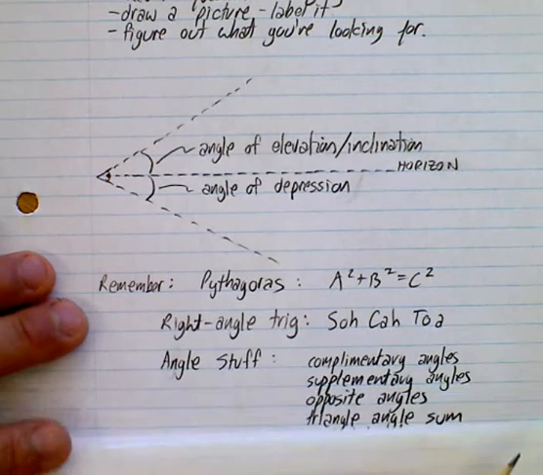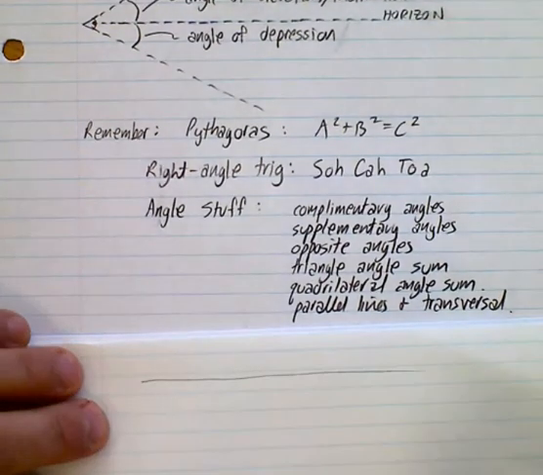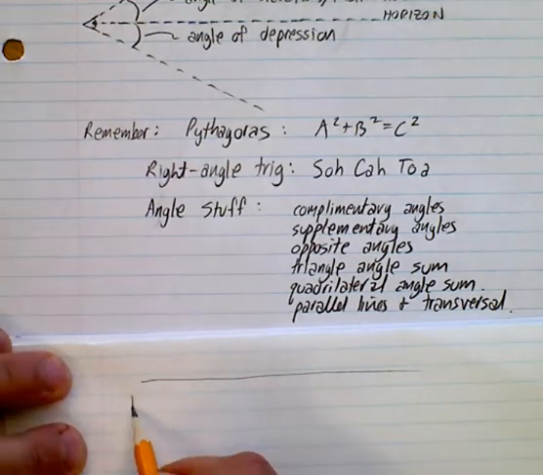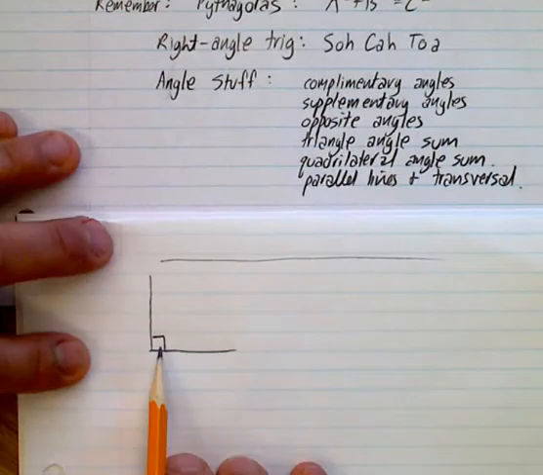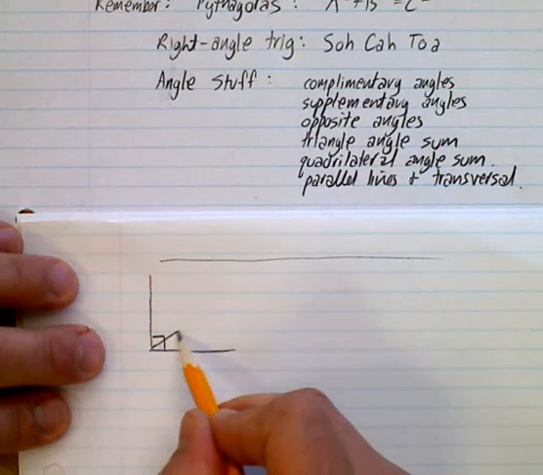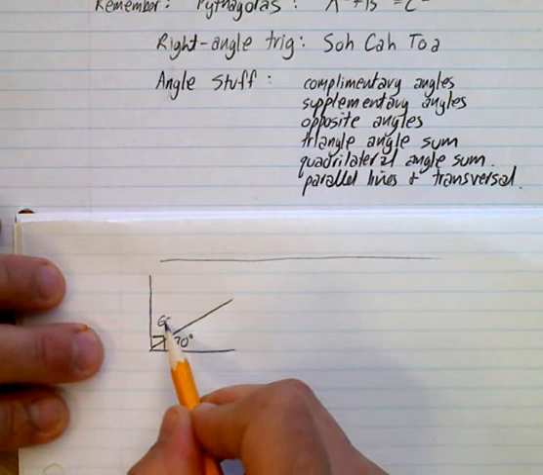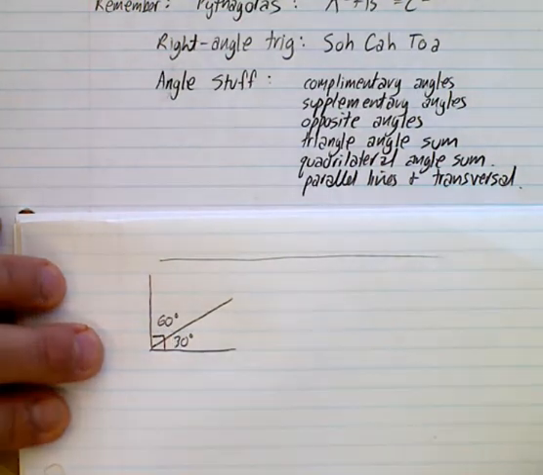Now, this is a bunch of angle stuff that I wanted to talk to you about. So first of all, complementary angles, okay? A complementary angle is this. You can see that this is 90 degrees, right? So if I have an angle in here that's, say, 30 degrees, well, you know that this one is 60 degrees. These are complementary, okay? They add up to 90.